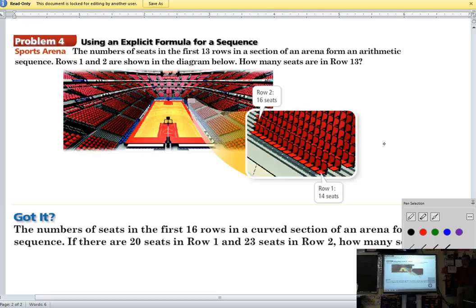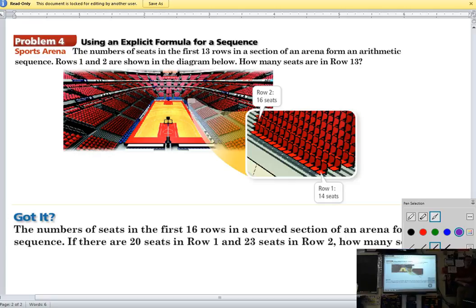And they don't care about the fact that there's an end. So they're looking at this as a sequence because we don't know how many rows this has. What about row 2, row 3, row 8, row 24, row 57? We don't know how many rows there are. So that's why they give it to us as a sequence, because we don't know where the end is at. So, we know first 13 rows form an arithmetic sequence, and rows 1 and 2 are given to us.